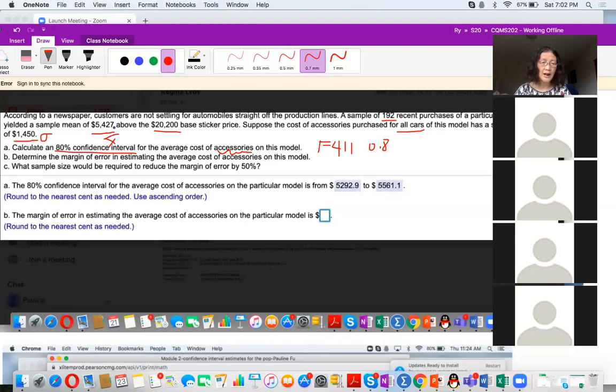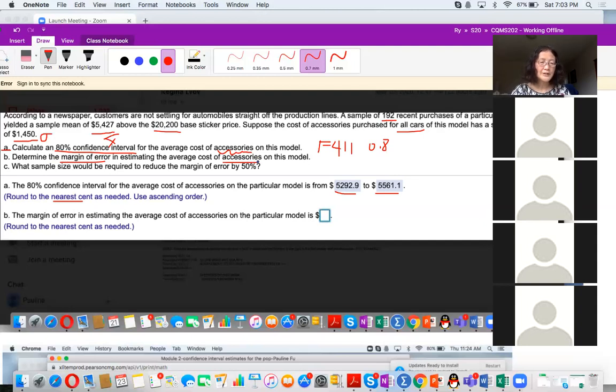So X bar, you type in 5,427, okay, and then sample size n, you type in 192, and you press enter. You can get these two numbers, 5,292.9 and 5,561.1, because it is just nearest cent. Okay, any questions about part A? Calculate 80% confidence interval. Now part B, determine the margin of error in estimating the average cost again for accessories.